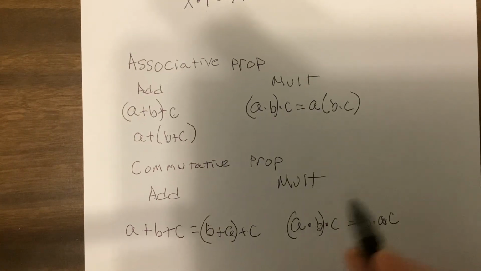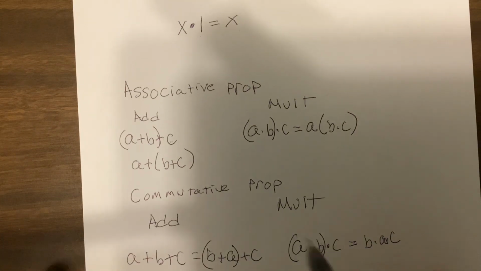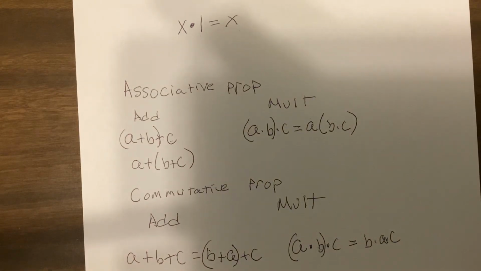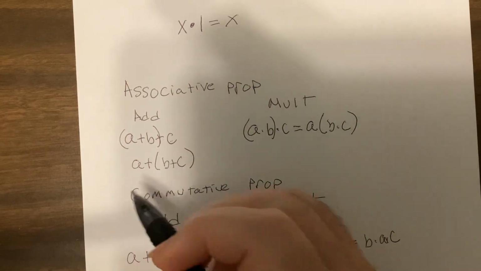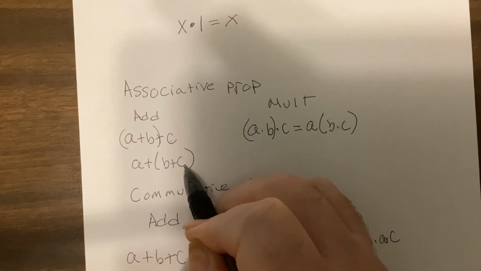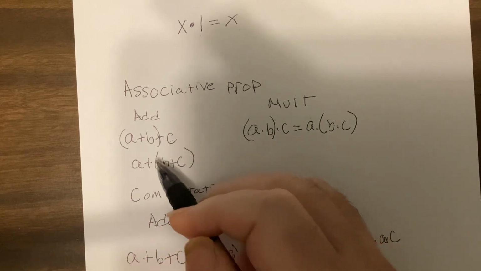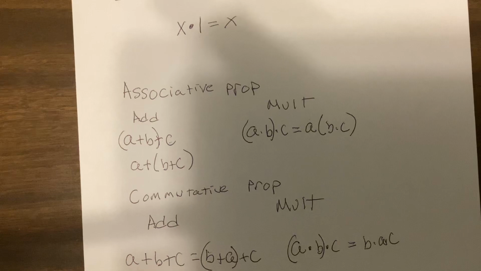So switching the order is the commutative property, switching the grouping is the associative property. Notice I still have a, b, c for the associative property, but it's just different groupings.